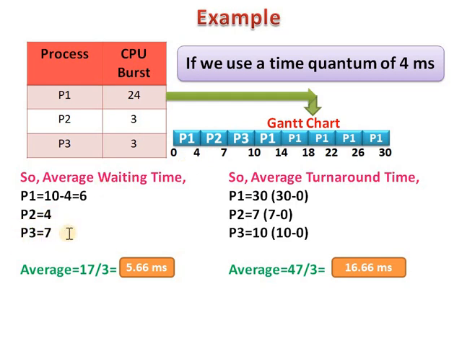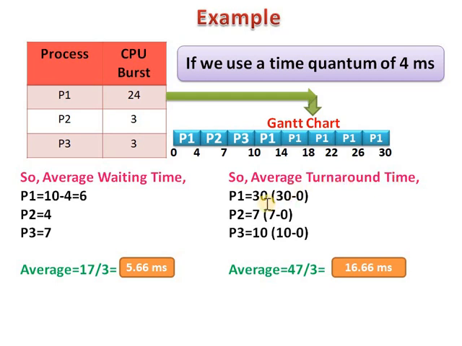In the same way, process P3 requires waiting for 7 milliseconds for its successful execution. So here the P3 process requires 7. So the average is 5.66. The average waiting time for these processes using the round robin algorithm is 5.66. Next we are calculating the average turnaround time.